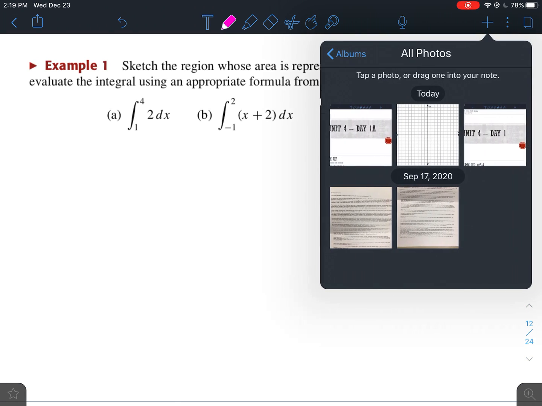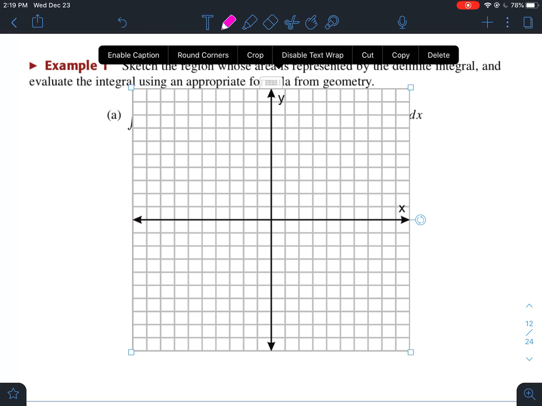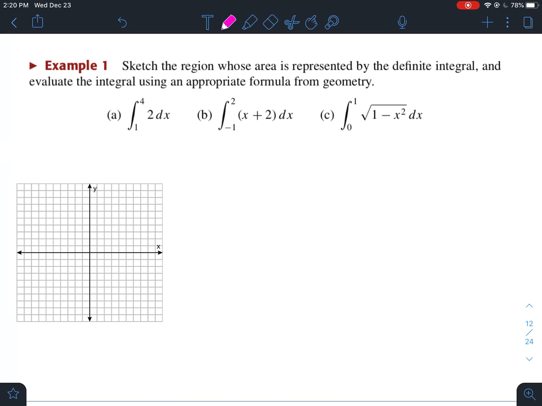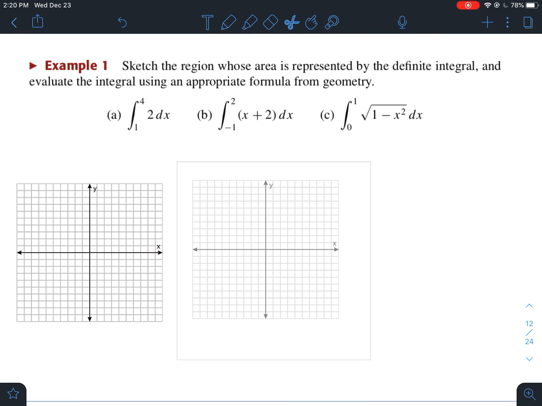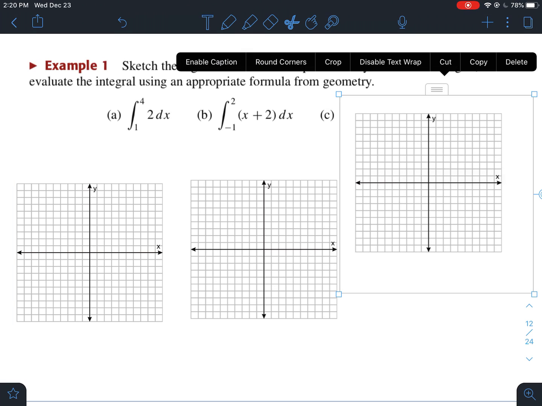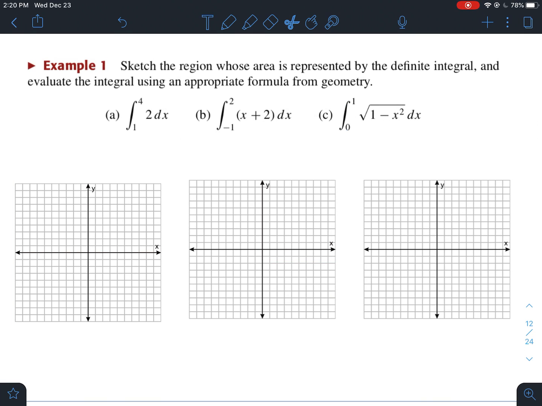Sketch the region whose area is represented by the definite integral and evaluate the integral using an appropriate formula from geometry. All right, so I'm going to put in a graph for these. Let's shrink this down. So let's graph each one of these. All right, so let's start with that first one.